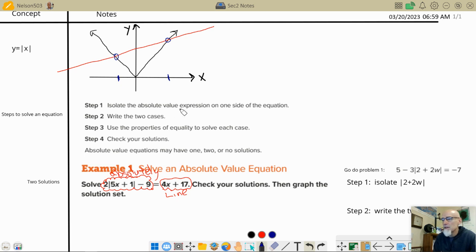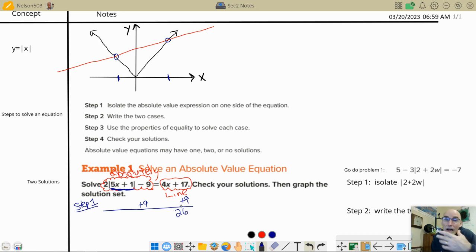First one says isolate the absolute value function. Here is the absolute value function right here, 5x plus 1. Well, right now a minus 9 is standing in my way and a 2 times is standing in my way. So how do I undo subtraction? I'm going to add 9 to both sides. This is my step 1. I'm trying to isolate the absolute value function. So if I add 9 to that side, I have to add 9 to this side. That leaves me with 26 on the right side.